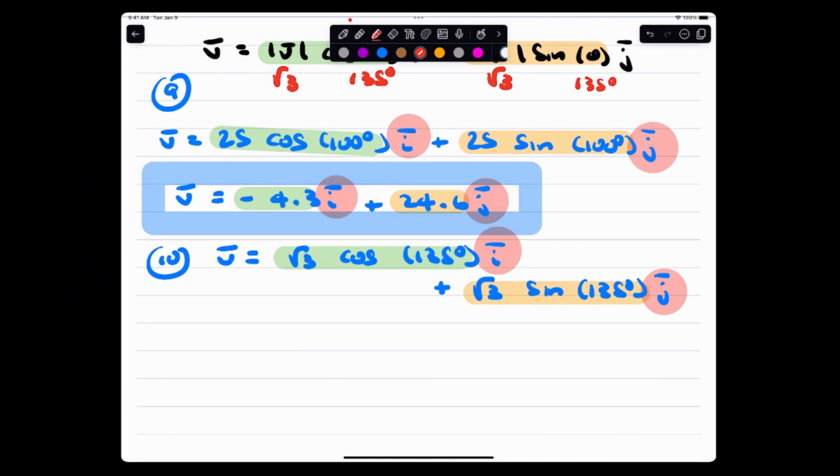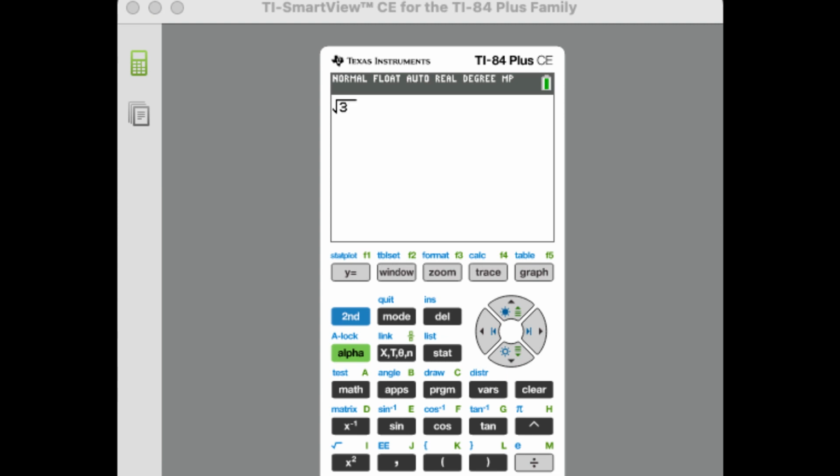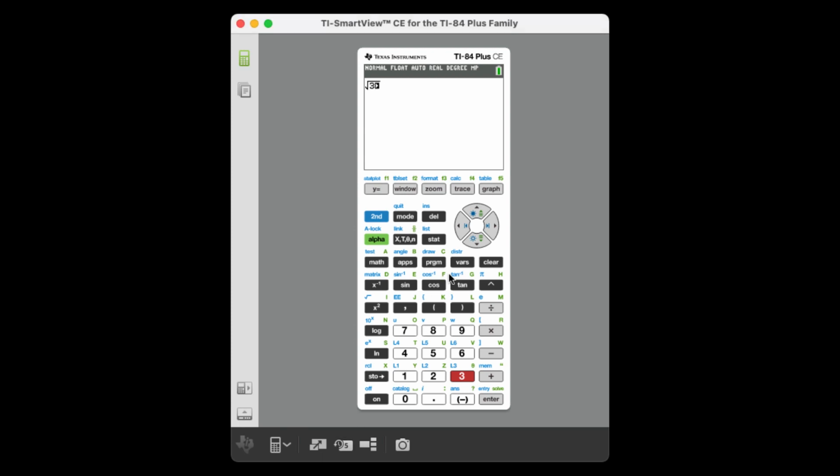Okay, so let's go over to the TI. Let's go to the calculator now. I'll clear that out. Second, square root of 3. Okay, maybe you guys need to see everything in the calculator. Sometimes that's helpful. Second, square root of 3. Clear. Second, square root of 3. Cosine what? 135. Hit enter. Second, square root of 3. Come out of there. Sine what? 135. Close that too.